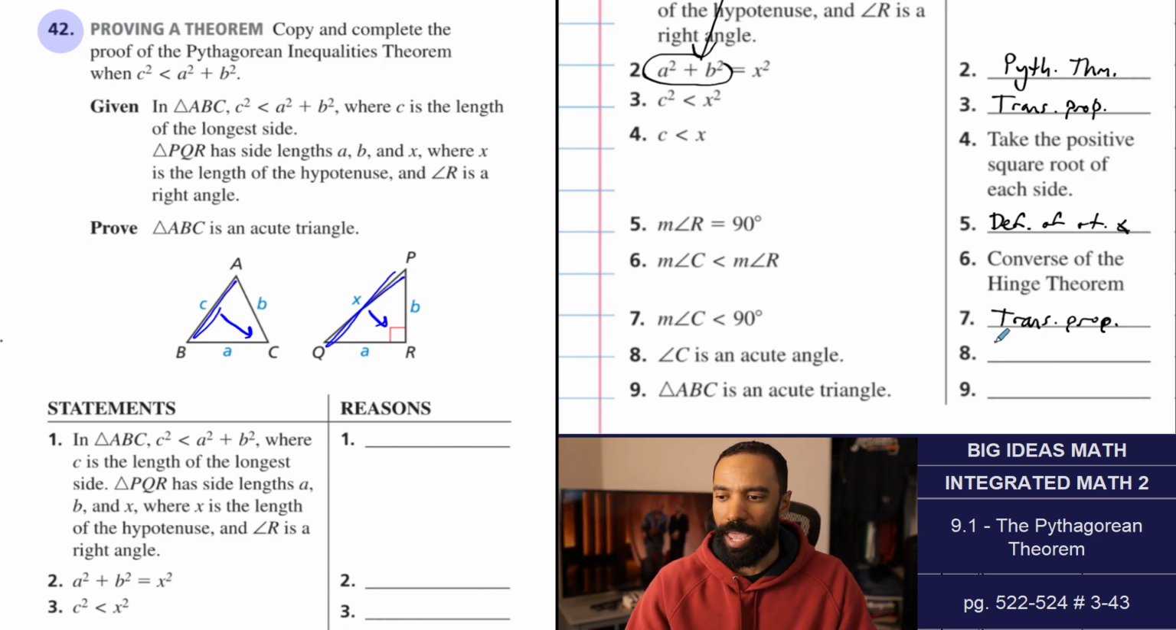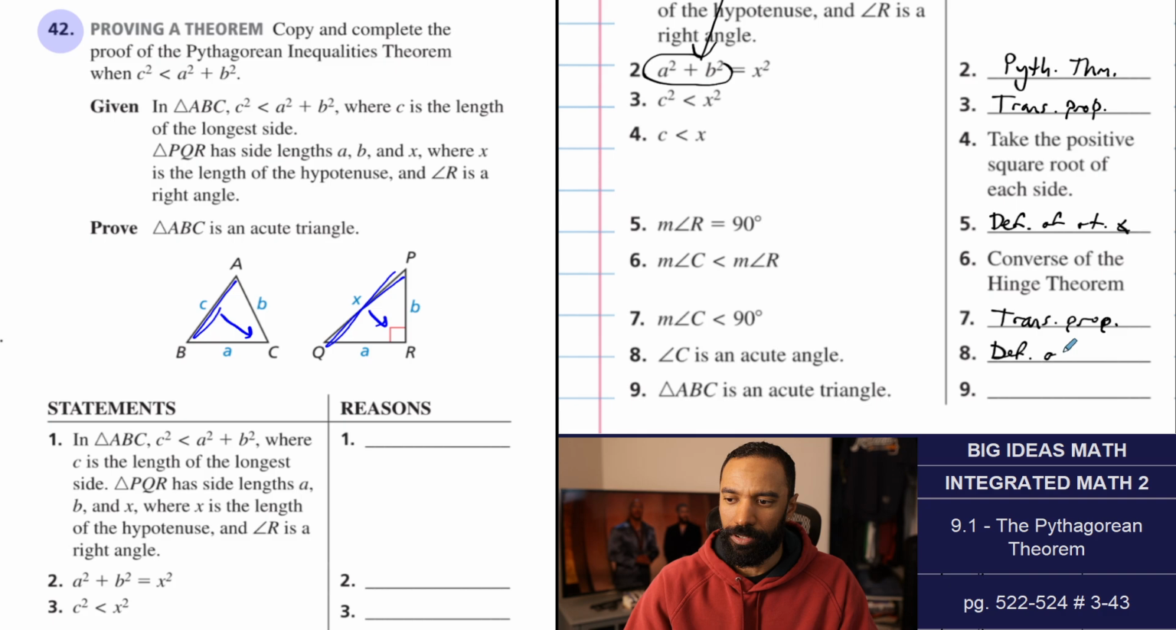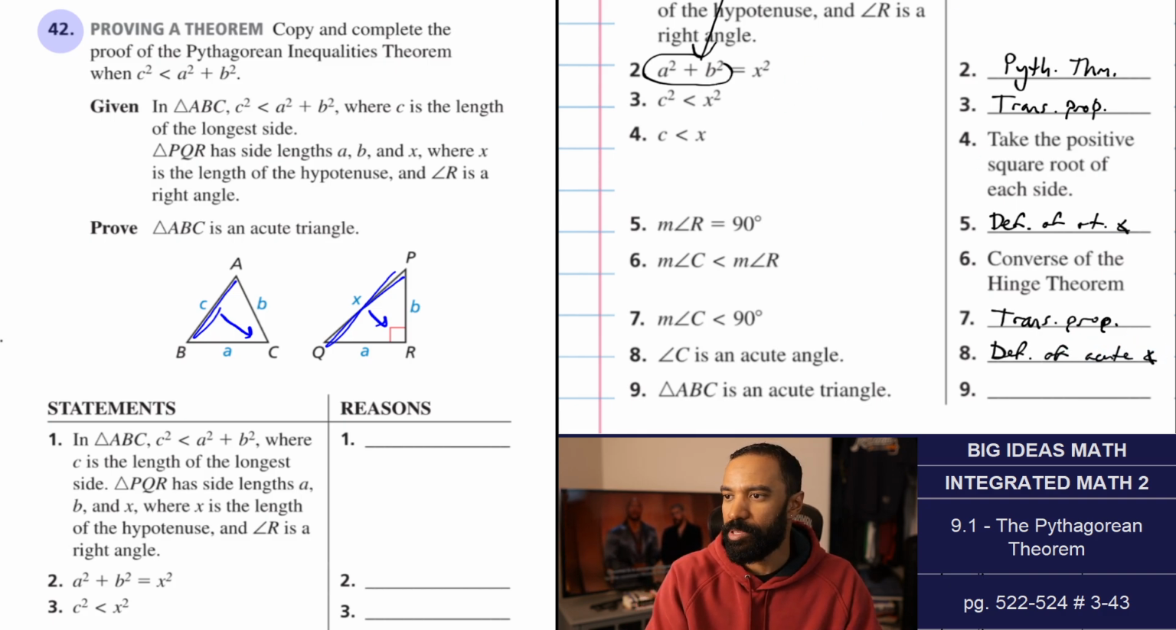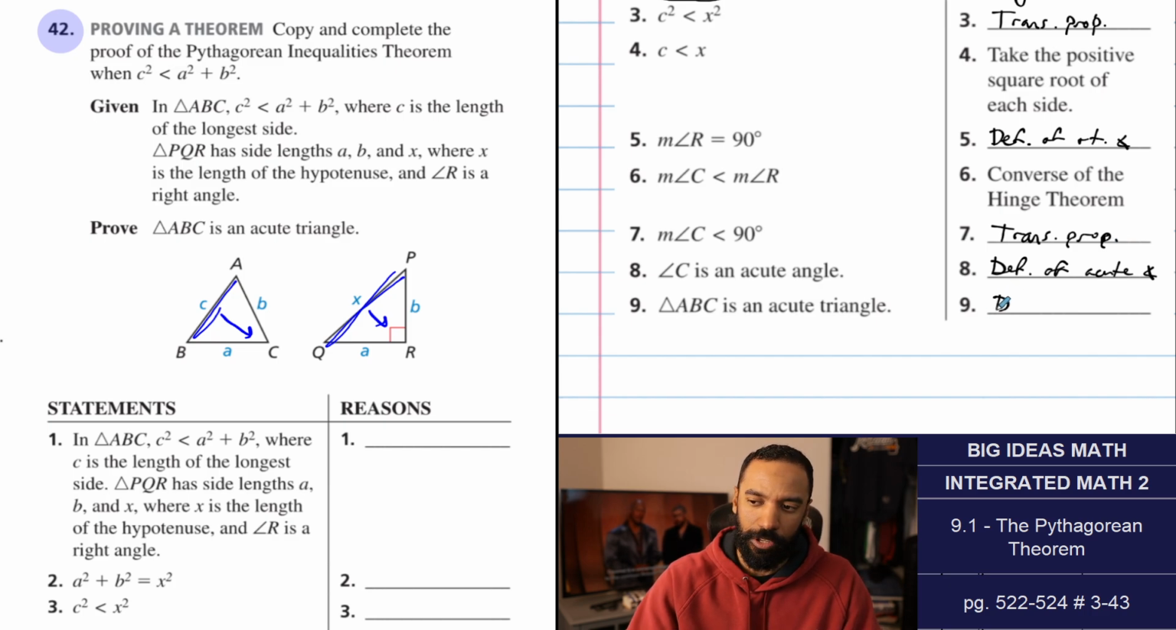And then c is an acute angle. It's the definition of an acute angle. Acute angles are angles less than 90. ABC is an acute triangle. It's the definition of an acute triangle. An acute triangle has only acute angles. So I think that's how you fill that one out.